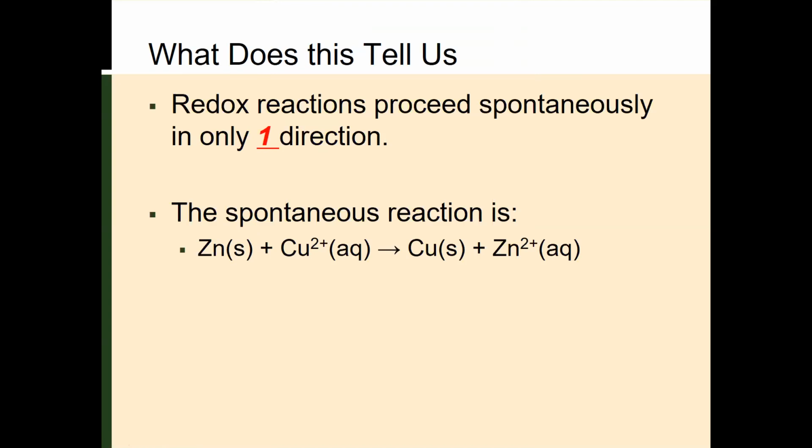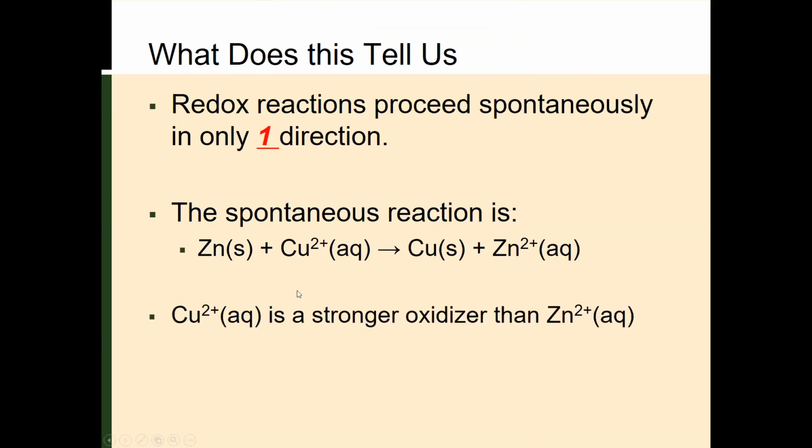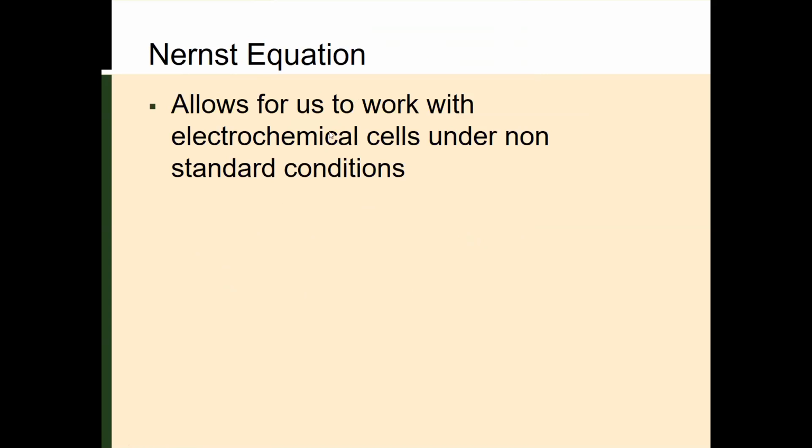Here's our spontaneous reaction. Now, some of you might find it easier, and I find it easier, just to list both reductions, write their values, and say, which one do I switch in order to find the overall positive cell potential? Okay. Copper is a stronger oxidizer than zinc.